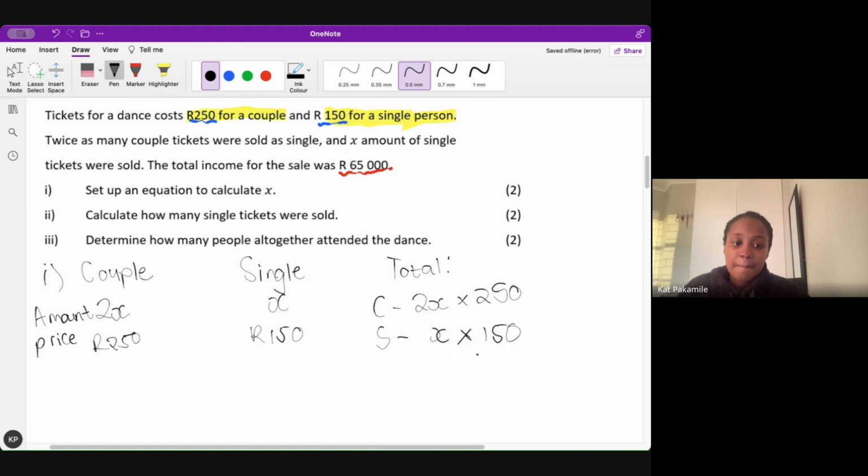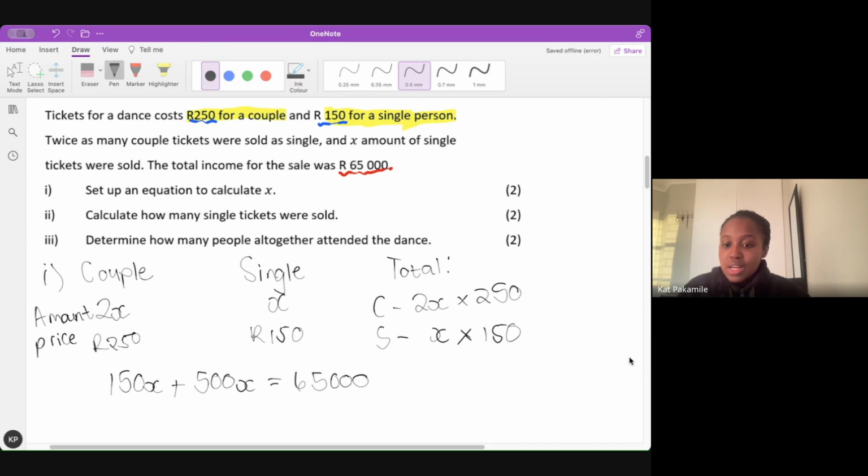So if we're going to make an equation to calculate X, that means 150 times X plus 250 times 2X, which is actually 500X, equals 65,000 Rands. It's all right, Linomta.